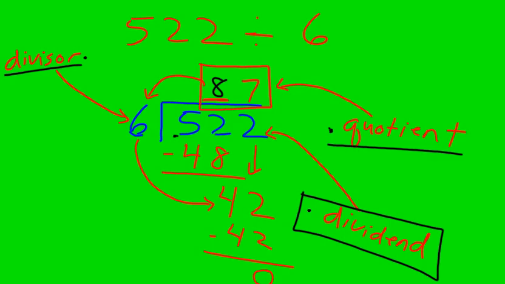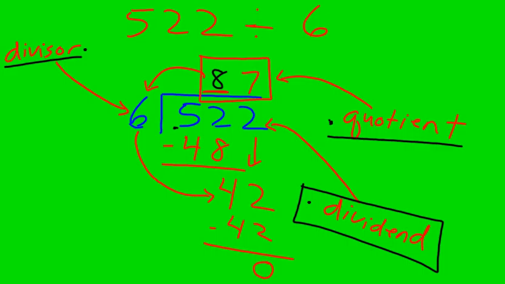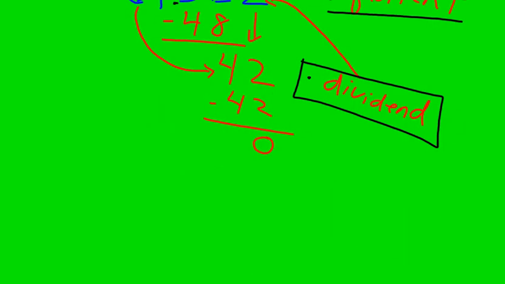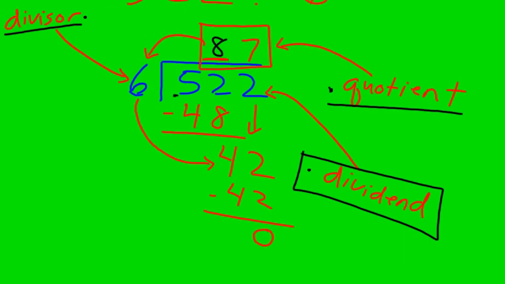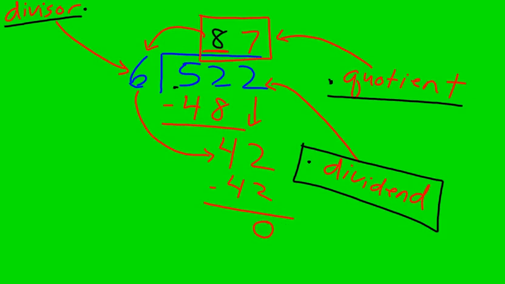So let me prove that very, very briefly. Our quotient was the number 87. So 87 multiplied by our divisor, which was 6, should give us our dividend. Let's see if it does.